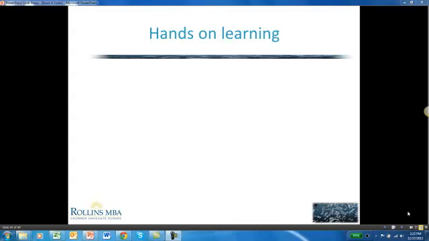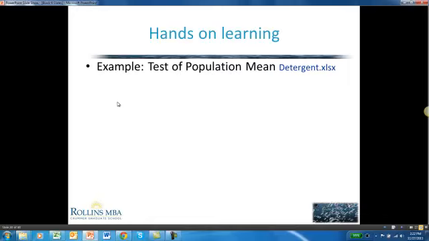All right, let's look at some examples of hypothesis testing. And we'll begin with an example of a test on a population mean. And the file that you can use to follow along is one called detergent.